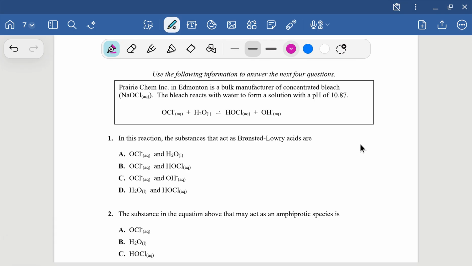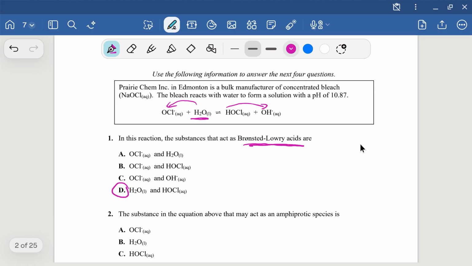So let's go through some of these questions. This is just part of a review package. It's a pretty common one you can find online. Starting with the first one, showing that you know what a Bronsted-Lowry acid is. It's just something that can donate a hydrogen. Definitely in the reactant side, water is the one donating a hydrogen, and on the product side, your HOCl is donating the hydrogen. So when we're looking at the first one, the answer is D.